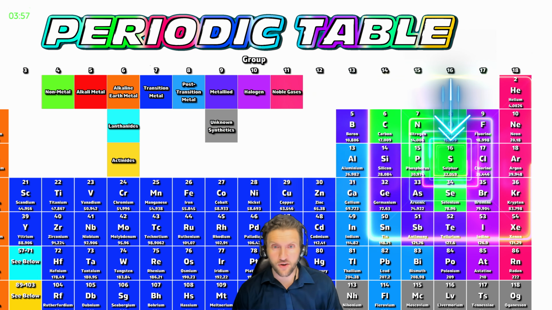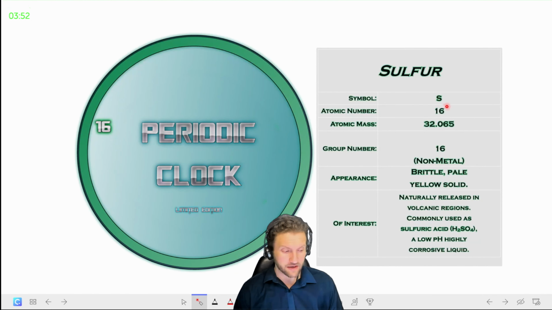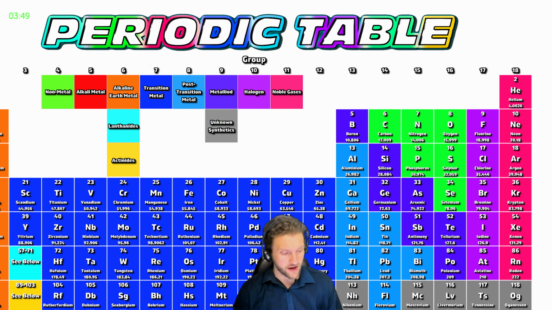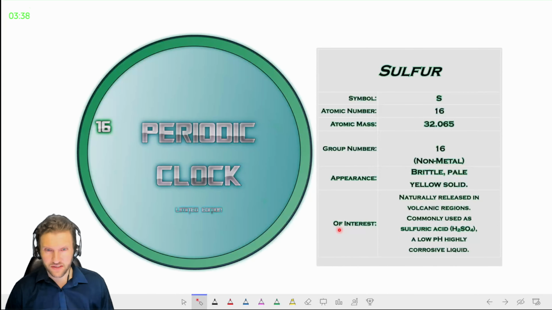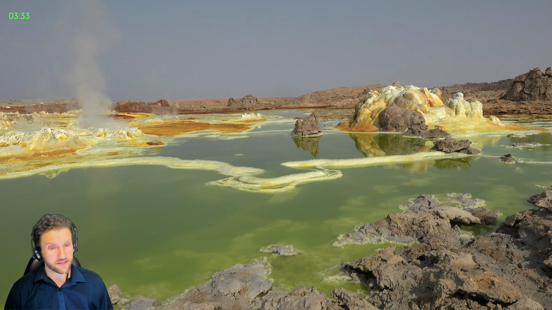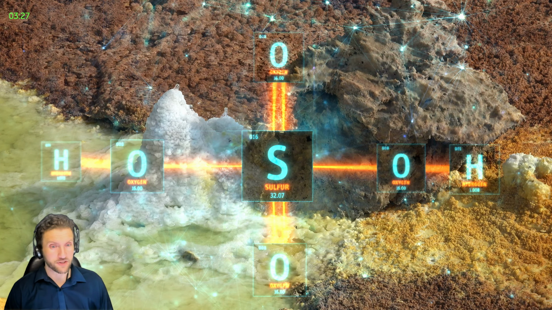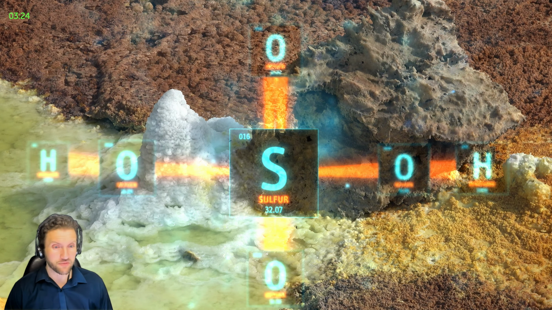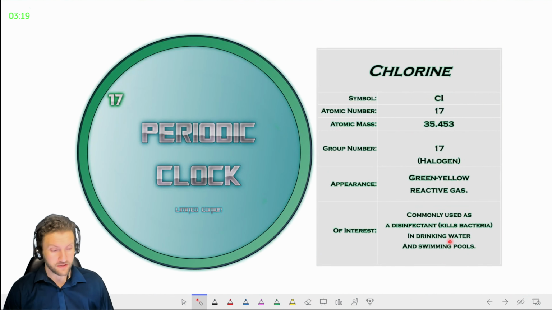Sulfur. Key things to note on sulfur. Abbreviation S or symbol S. Atomic number 16, atomic mass 32.065. Group number 16, it is a non-metal. In terms of appearance, it's a pale yellow solid, and it's a little bit brittle. Take note of that as well. You must have seen it around because it's actually naturally released in volcanic regions, and you must have heard of it as sulfuric acid or H2SO4 if you've done a little bit of chemistry at school. And take note, it's got a low pH, making it really acidic and thus highly corrosive. Watch out for sulfuric acid. Not to be messed around with.